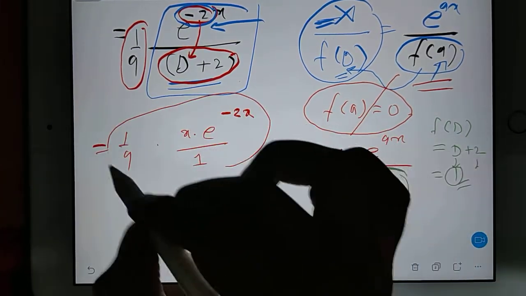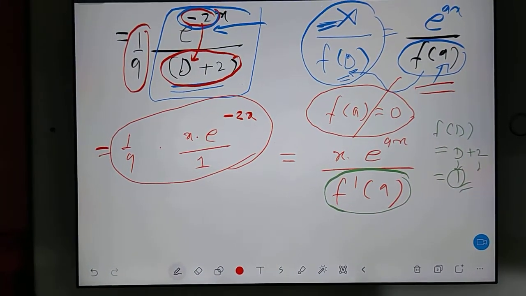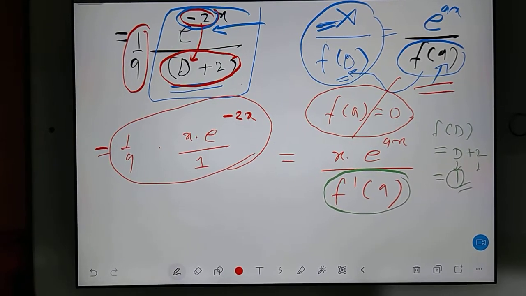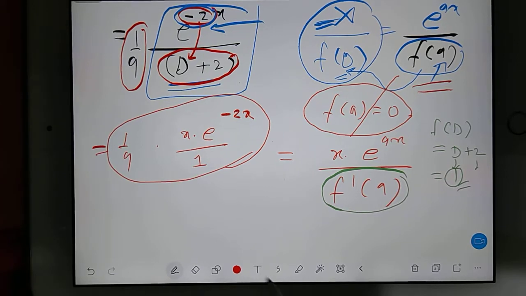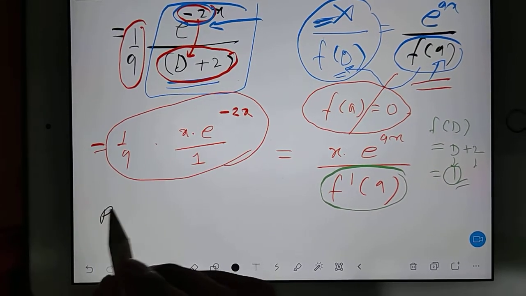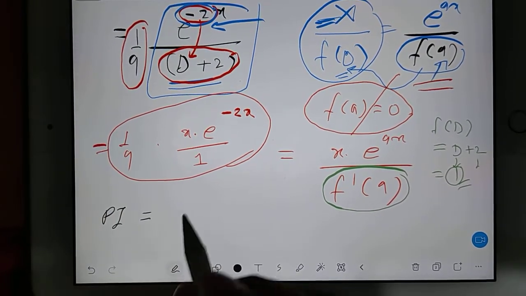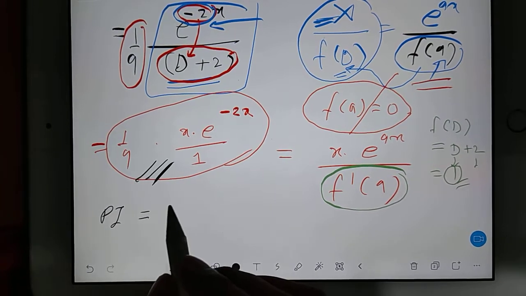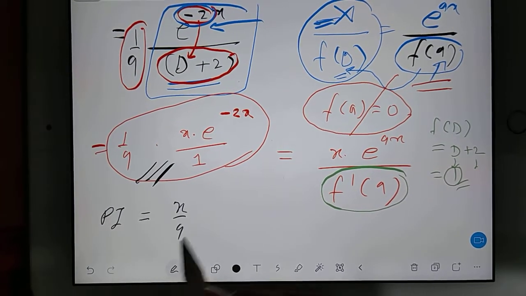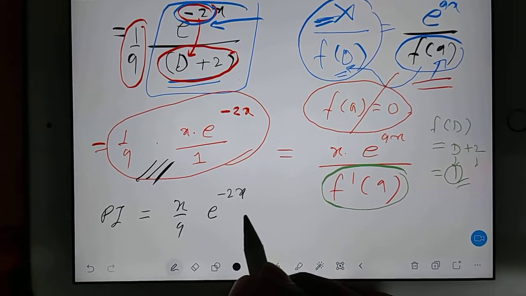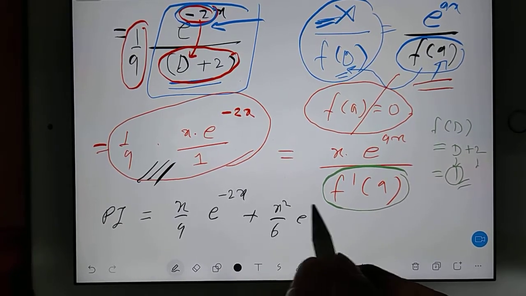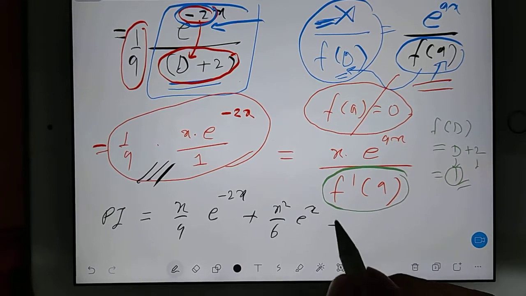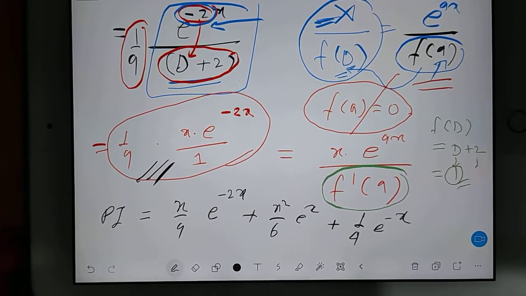Any trouble in this solution? Anyone tick on the screen or ask your doubt? No problem? No trouble? Okay, very good. In the same way, the total particular integral I am going to write. This part is nothing but very simple: x by 9 e power minus 2x, and when you work out for e power x, then your answer will come x square by 6 e power x, and when you work out for minus, then 1 by 4 e power minus x will come.